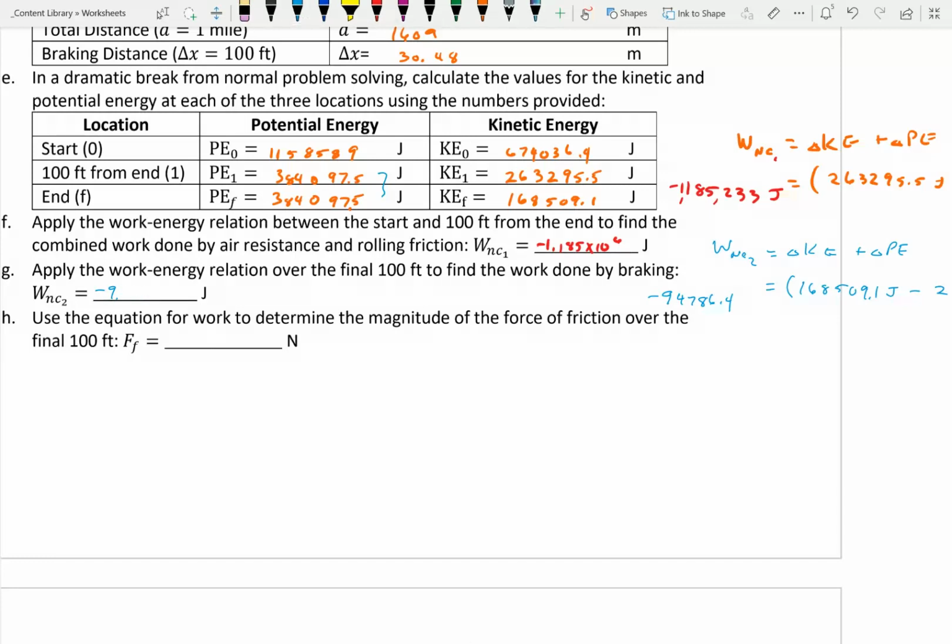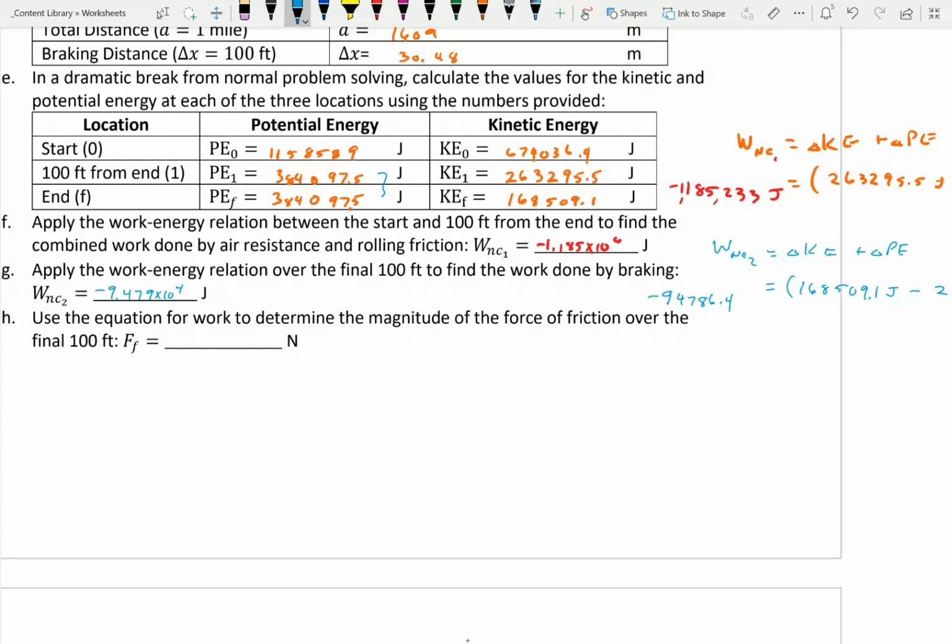It's 4.79 times 10 to the 4th joules. Use the equation for work to determine the magnitude of the force of friction over the final 100 feet.